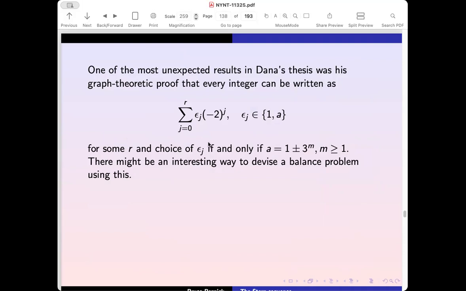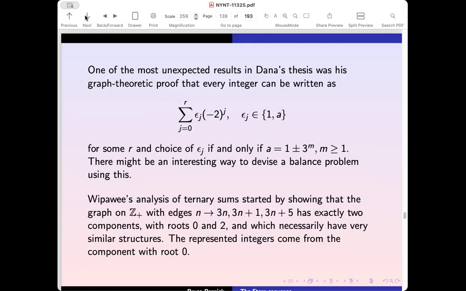Dana proved that every integer can be written in this form if and only if a can be written as 1 plus or minus 3 to the m. This is just using the analysis of the graphs that I skipped over. And Wapawi looked at graphs with those edges and showed that there are 2 components which are very similar to each other.